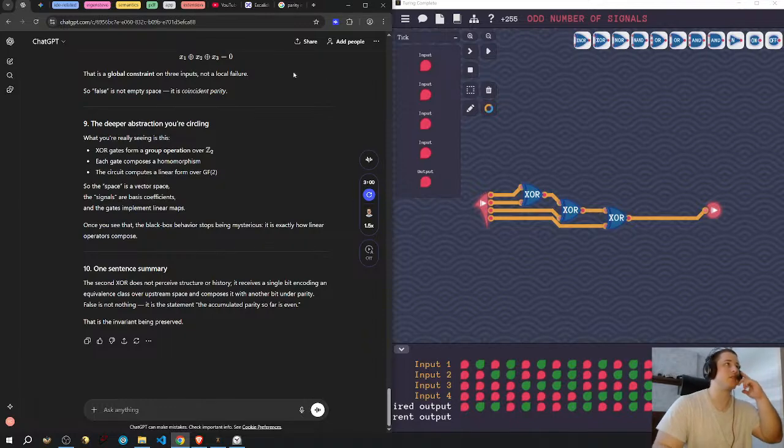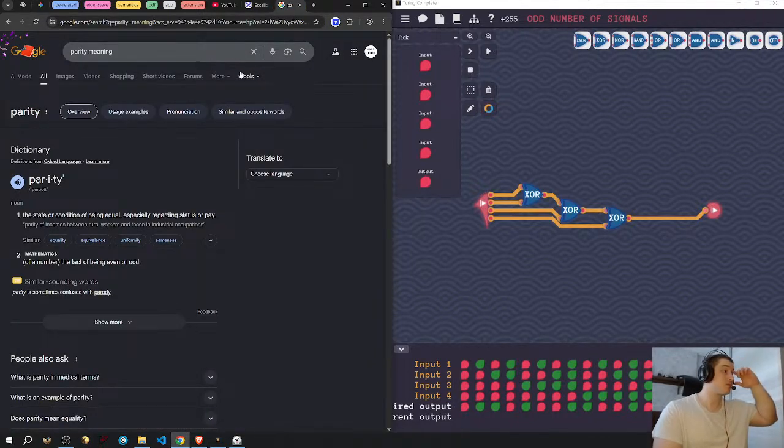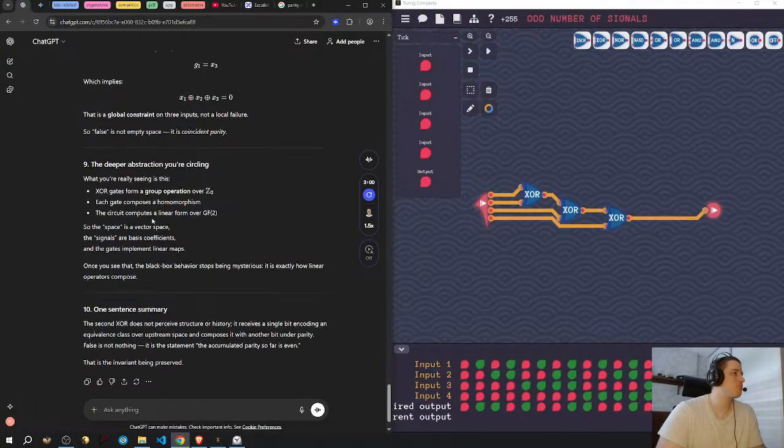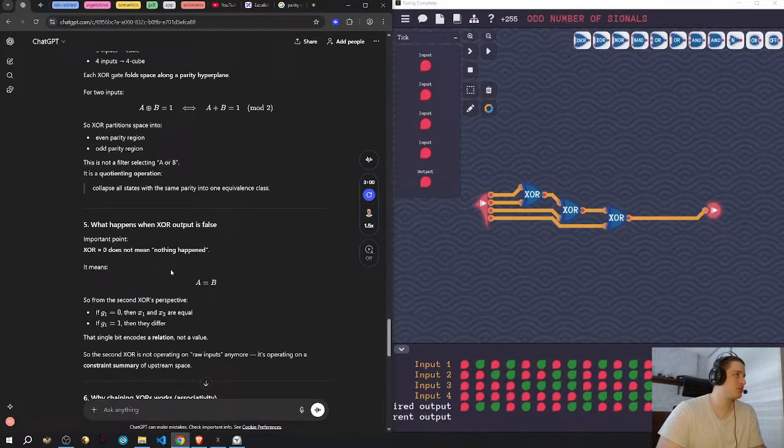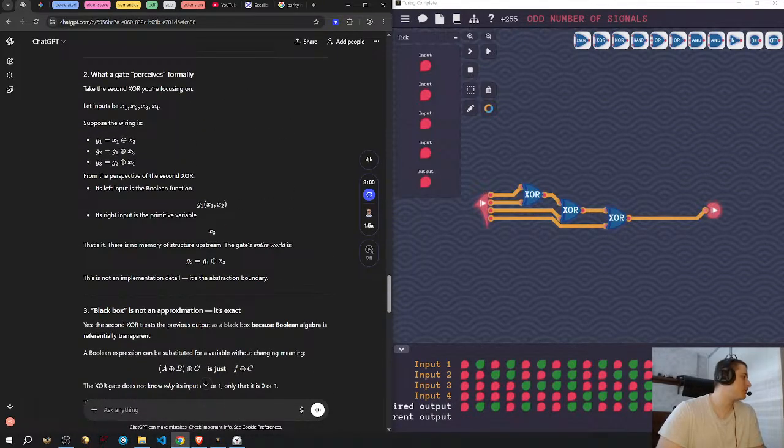Not sure if I understand what it's saying. States are condition of being equal. Like what does it mean? I might have to read this again, the response again. What does it mean for it to be even or odd? I'm gonna read this again.